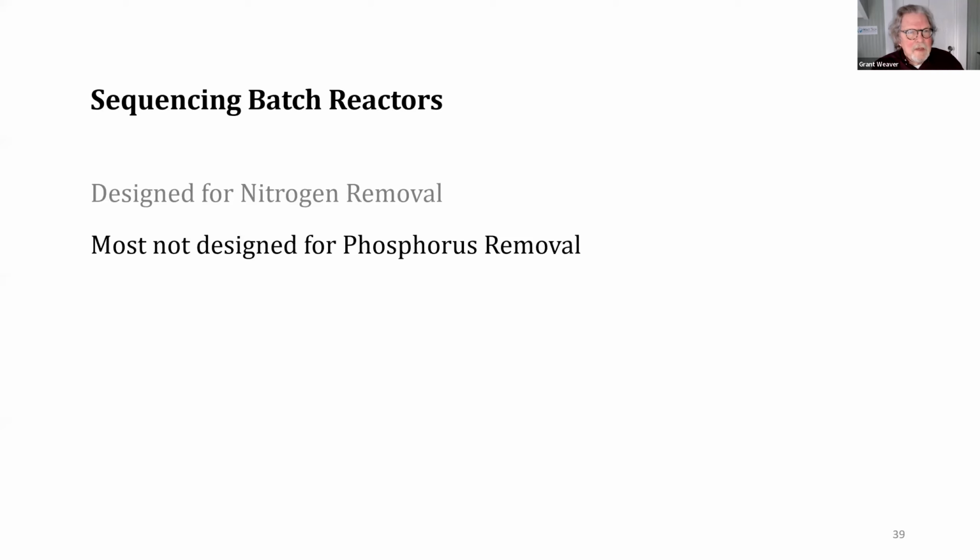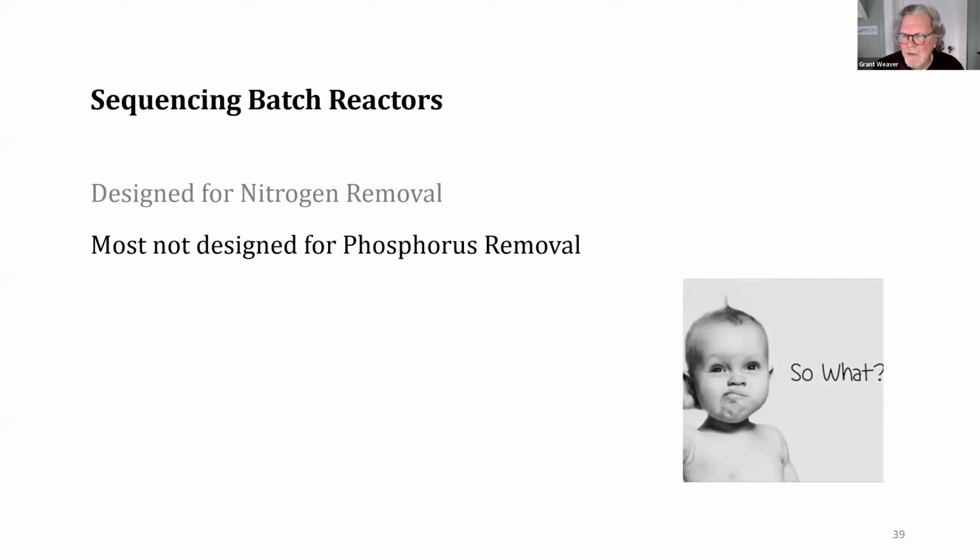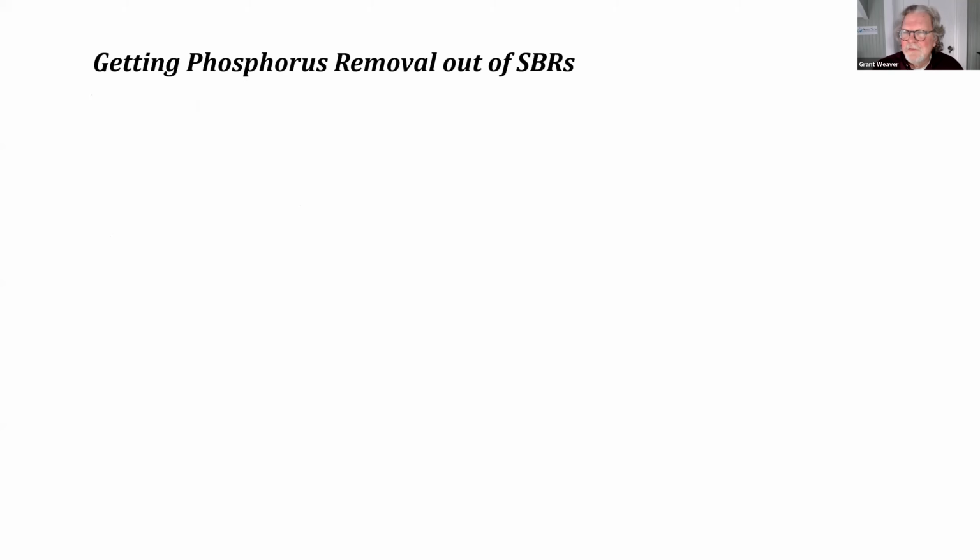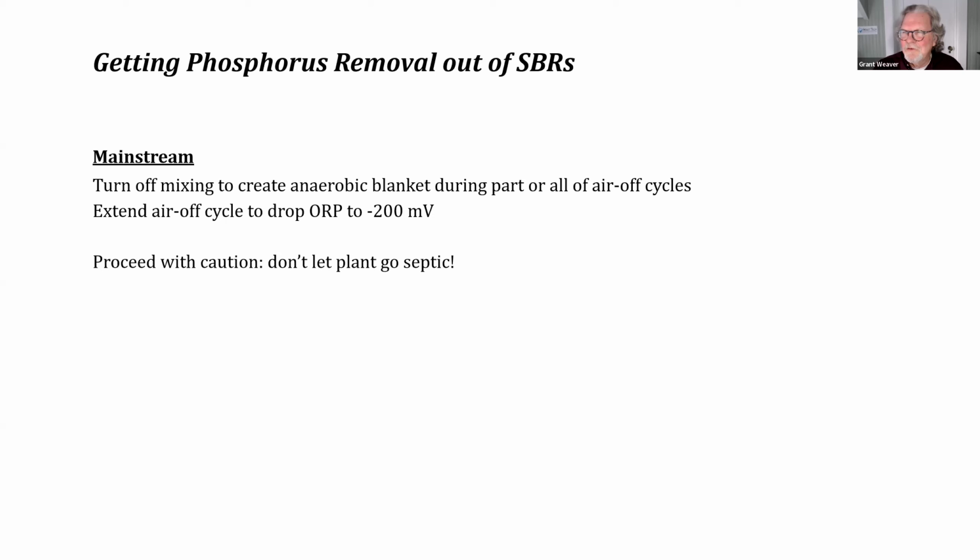So most SBRs are designed for nitrogen removal. There are some that are designed for phosphorus removal. I've never visited one. I've worked remotely with one once before. I think we're going to skip that today. We're going to talk about plants that are not designed for phosphorus removal. What are your options? And if they're not designed for phosphorus, why are we talking about it? Because we're not people to take no for an answer. We're going to try to get phosphorus removal out of a plant not designed for it.